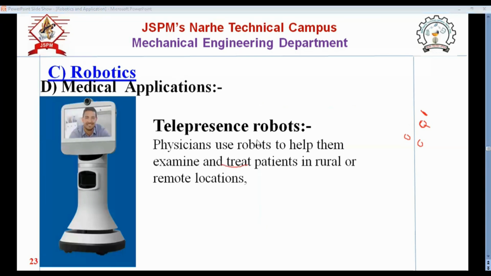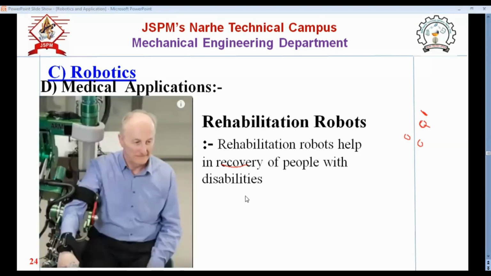Now, a second thing that is also related to the telepresence robot. There will be a robot like this, and they will examine the patients, and the control will also be given to the physician or doctor. So they can prescribe the medicine based on the symptoms to the patient. This is one of the fields. It is called a telepresence robot.